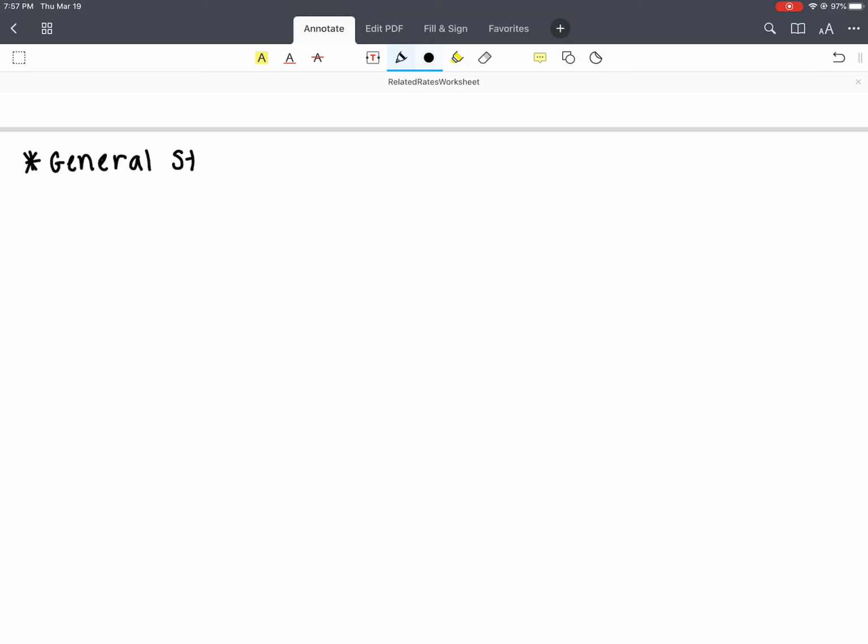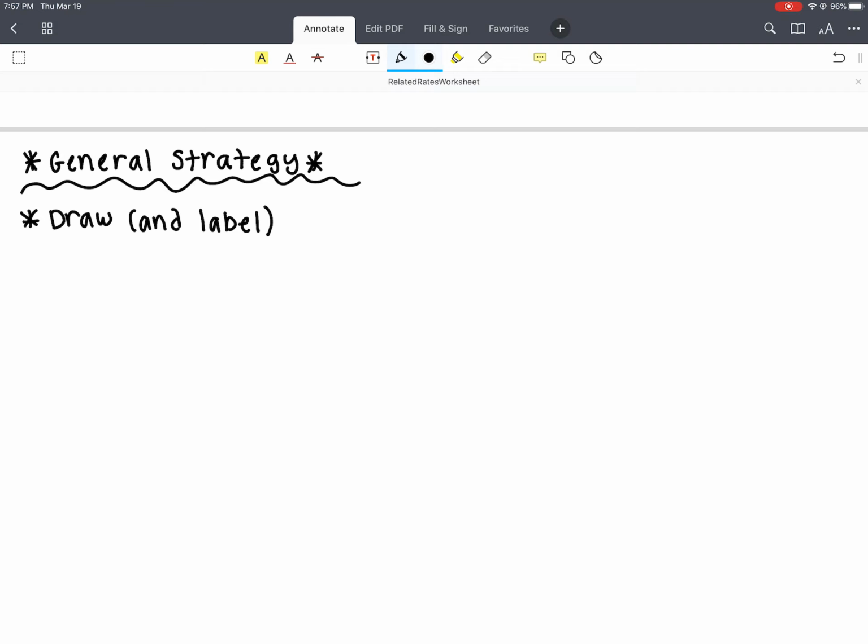Now there are 2 more examples, but before we do those, we're just going to pause and write down what our general strategy is when we encounter one of these problems. So our general strategy is this. First, we want to draw and label a picture.